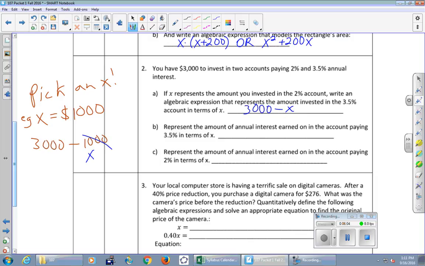Okay, I'm going to jump to part C. I think that's an easier question than B. Represent the amount of annual interest earned in the account paying 2% in terms of X. So we know that, let's say you had all $3,000. Say all of that is invested at 2% interest. So how would you calculate the interest for 1 year? Ivy?